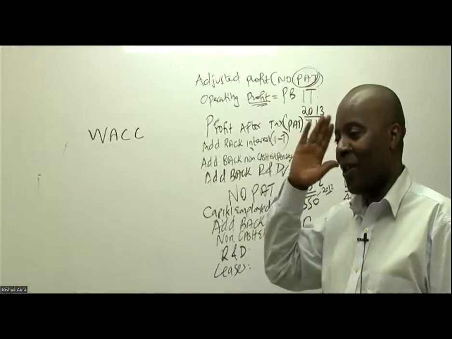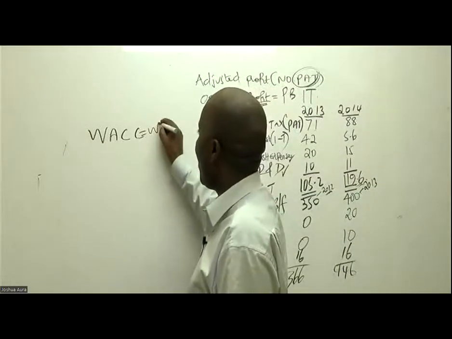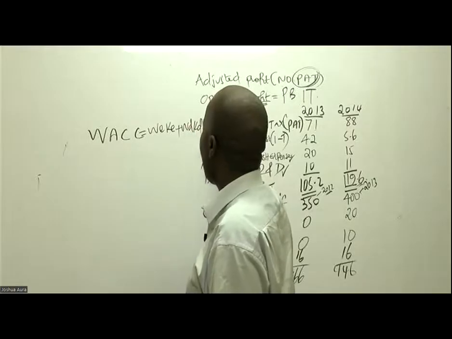Right? Great. So WACC is equal to weight of equity times cost of equity, plus weight of debt times cost of debt, but after who?